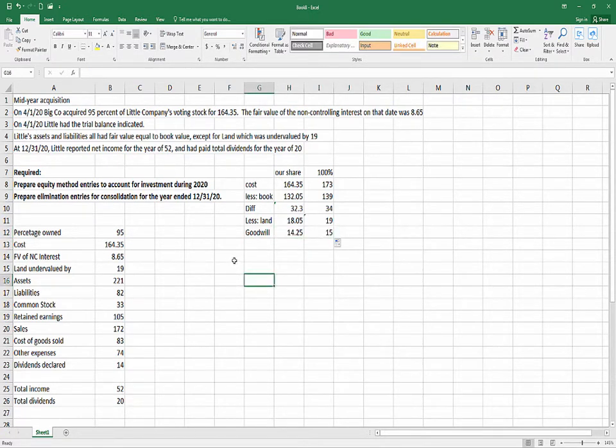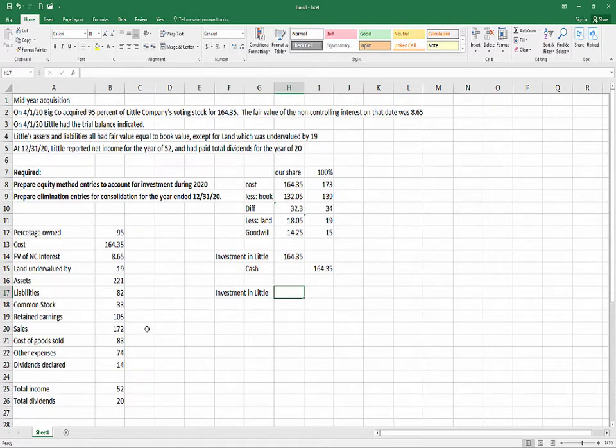Okay, when we do our equity method entries, we want the income subsequent to acquisition. Let's go ahead and record the acquisition first. So investment in Little for the cost and credit cash for that amount. So it should be Little, not lit. Investment income. Again, our share 95% of the post-acquisition earnings.